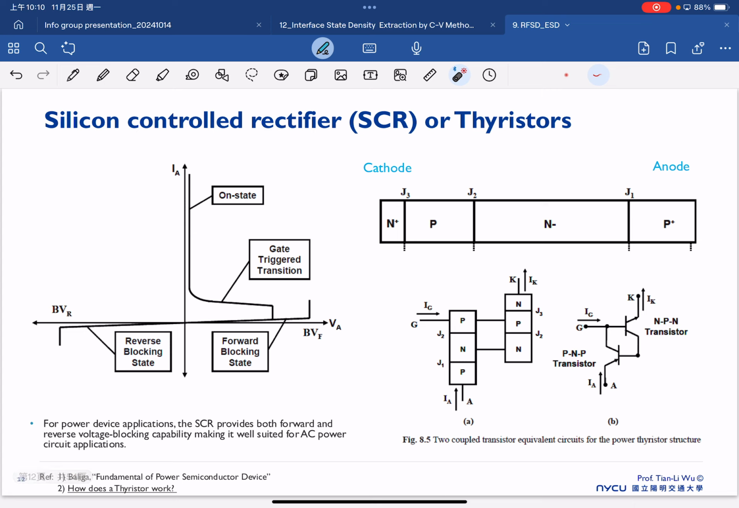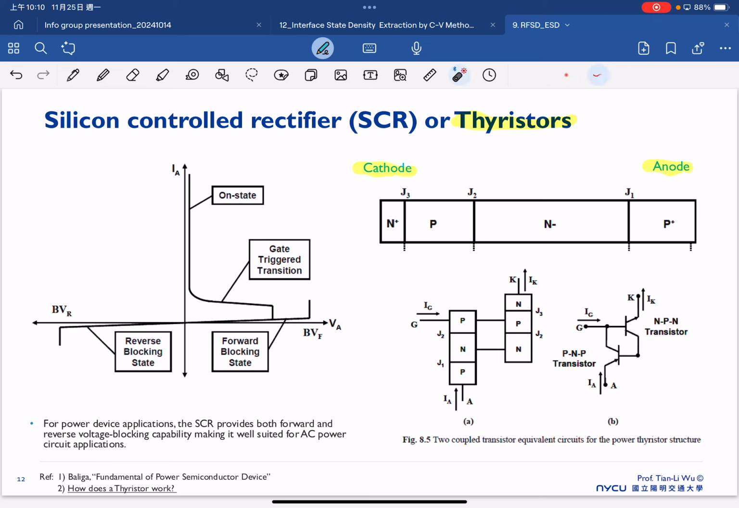So now I took a slide from the power semiconductor device course. As I already said, in power semiconductor devices, we actually intentionally fabricate the SCR. But in power semiconductor devices, we don't call it an SCR, we call it a thyristor. This is the structure of the thyristor. A thyristor is a structure that combines PNPN.